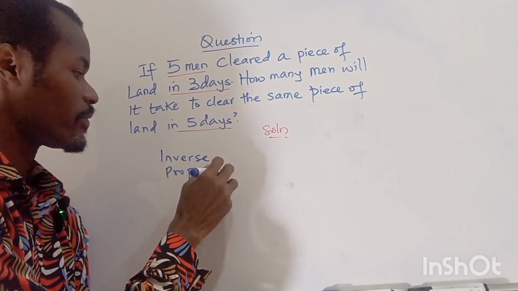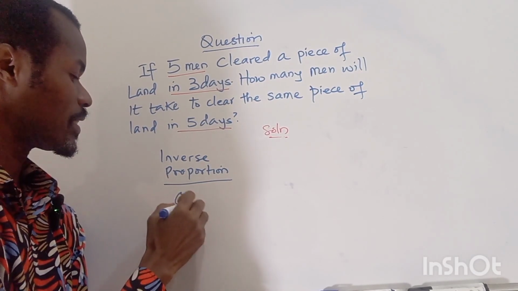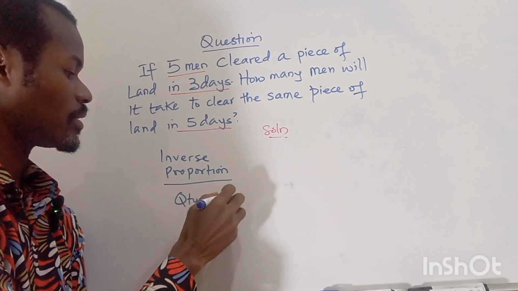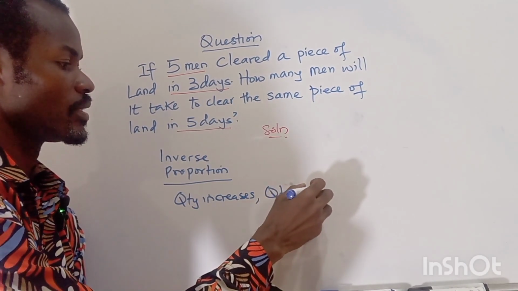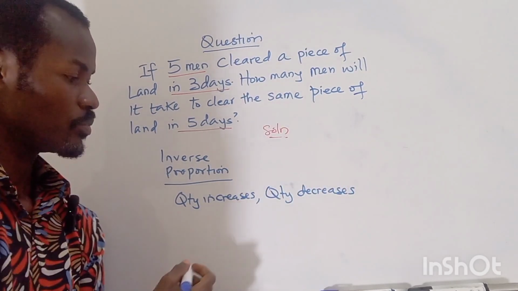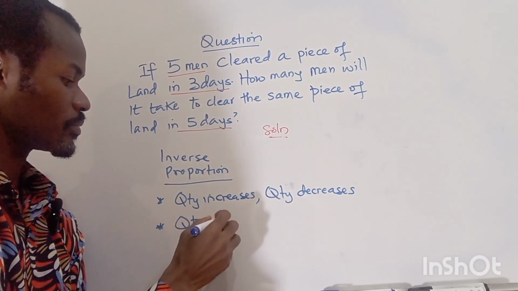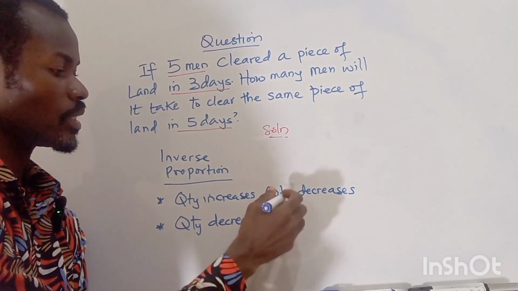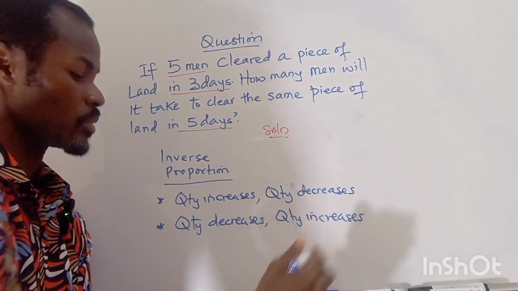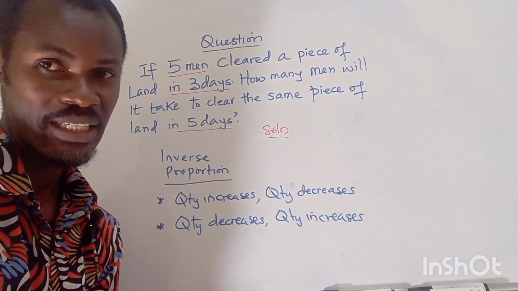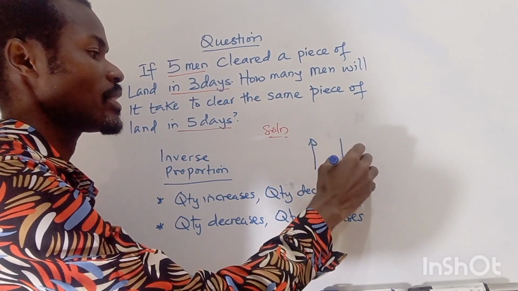Now, what do I mean by inverse proportion? For inverse proportion, it means when one quantity increases, the other quantity decreases. We can also say when that quantity decreases, the other quantity increases. So that is what we mean by inverse proportion. It means when one quantity goes up, the other comes down.